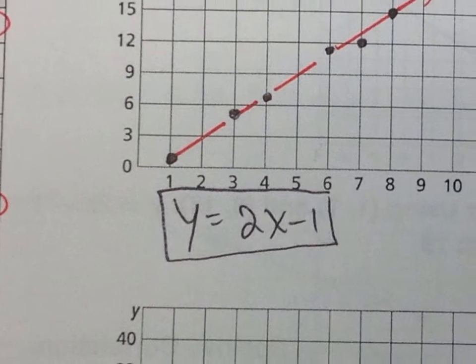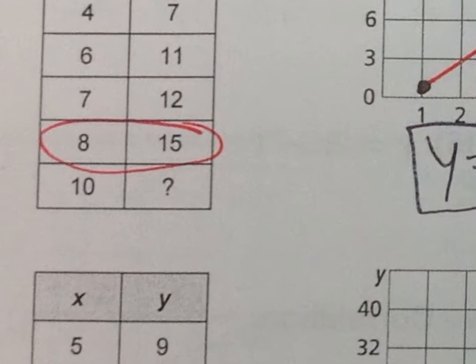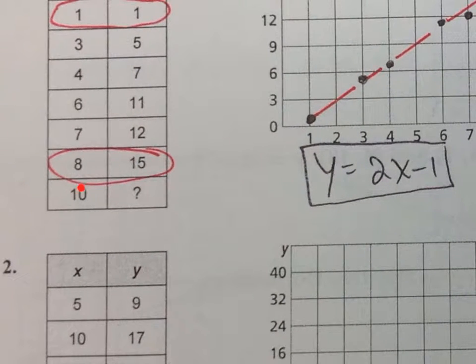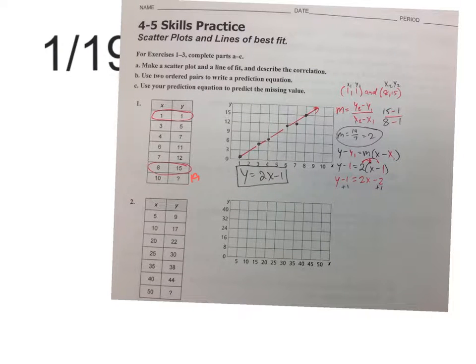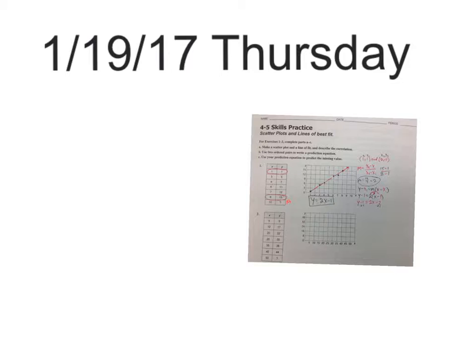And this line that best fits could be used to make predictions. Like down here you had a missing value of 10. All you have to do is plug in the input 10 right here. 2 times 10 is 20, minus 1 is 19, and you'll get the answer right there. So it's that easy. There's already a video on this. This is 5 points on tomorrow's quiz, and that's half of the quiz.